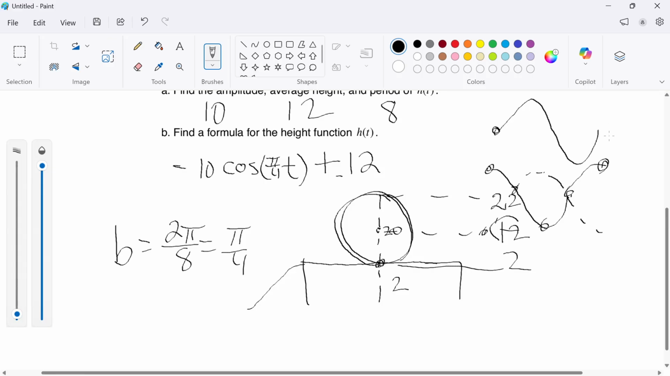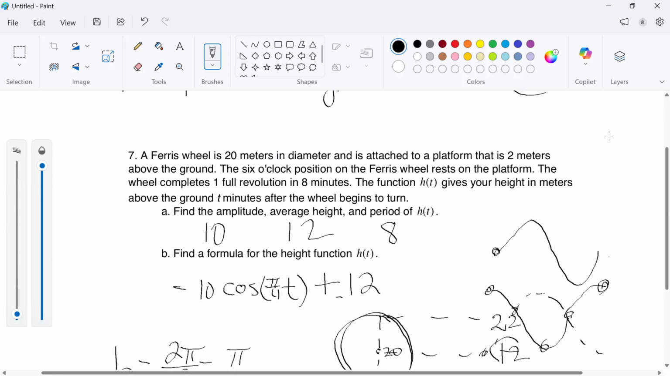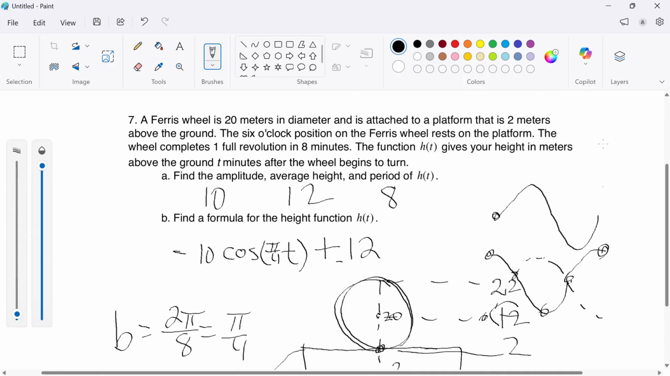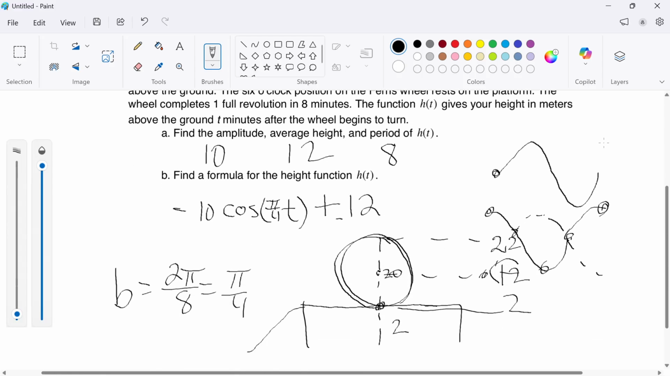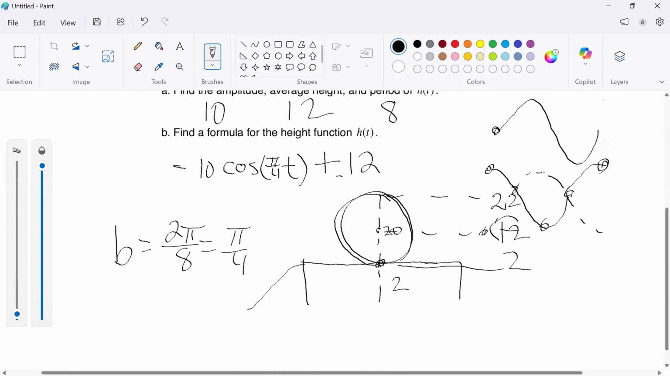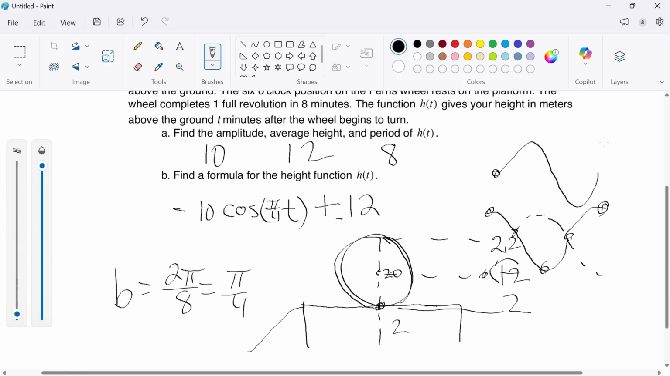So what I did is I drew a picture and found the midline. I needed the period, the average height, which is the midline, and how high above or below it goes, and then figured out whether I'm using sine or cosine, or negative sine or negative cosine. It's negative cosine if it starts at the low point, negative sine if it starts at the midpoint and then goes down. But anyway, that's this one: negative 10 cosine of pi over 4 t, plus 12.